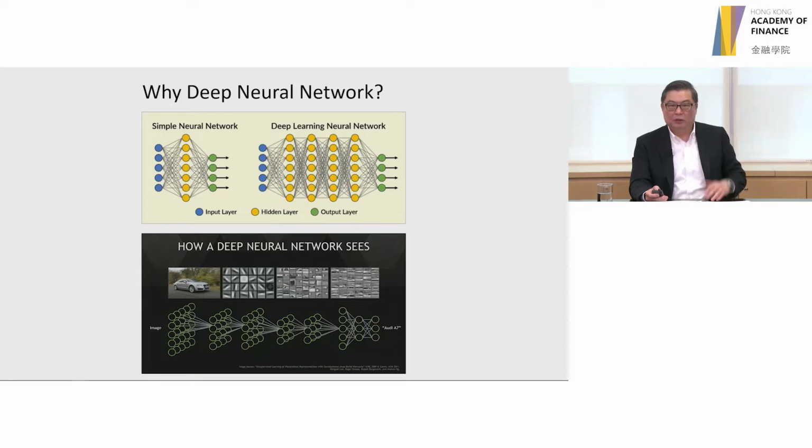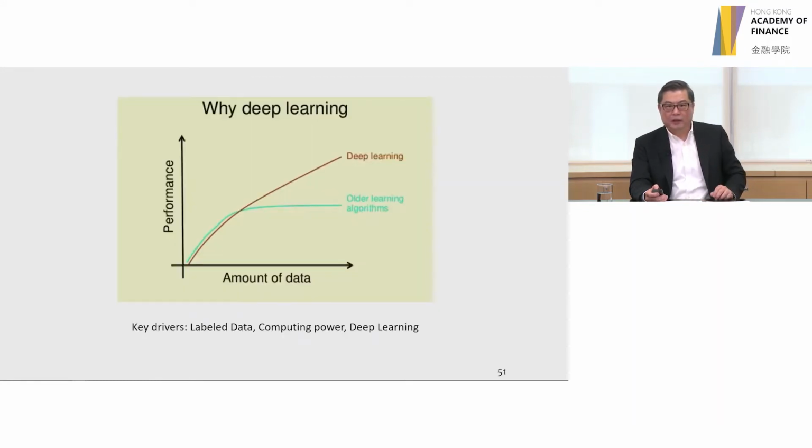Well, more layers means more neurons and more weights. It turns out that if we have more and more data, and if we apply the same old learning algorithms, for example, a neural network with just one layer, the performance cannot be improved substantially. But if we add layers of neurons in between, it can scale up correspondingly.